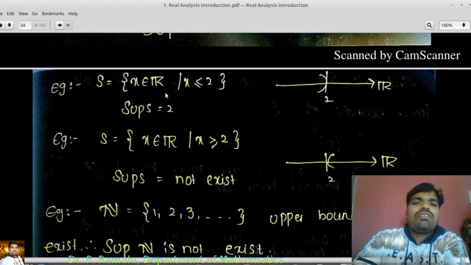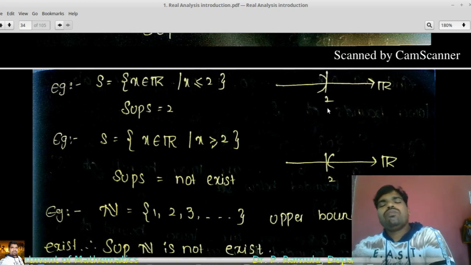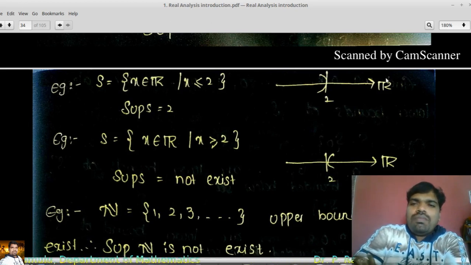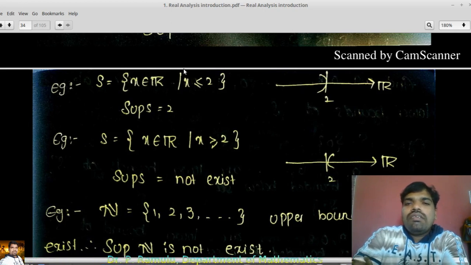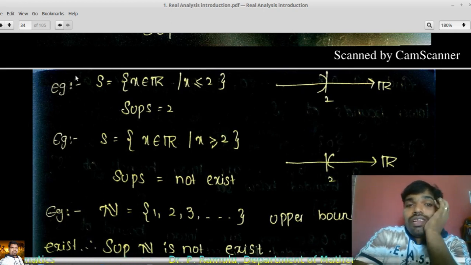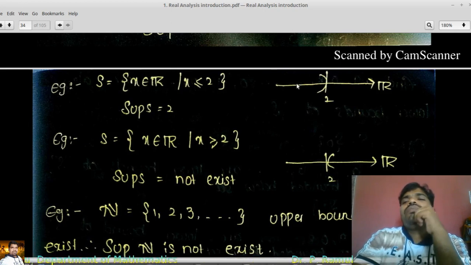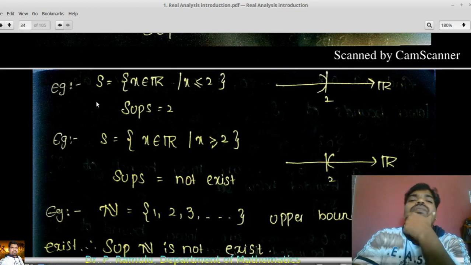1. If I take X belongs to S such that X is less than or equal to 2, see, this is 2, a real number. What are the upper bounds? Every element of this set is less than or equal to 2. So 2 and all other larger numbers are upper bounds of S. Which is least? 2. Therefore 2 is the least upper bound of S and sup S is equal to 2.